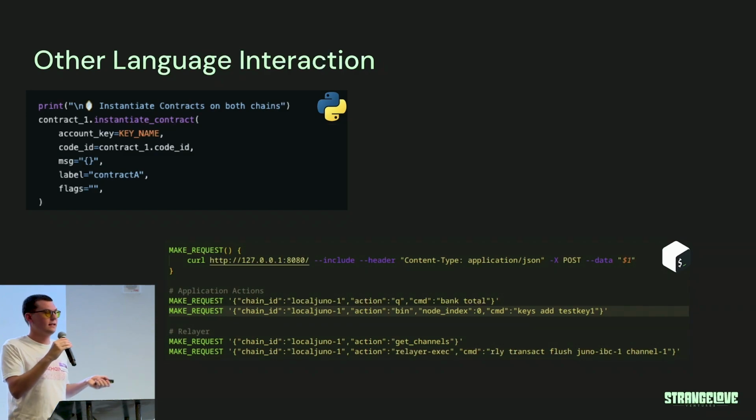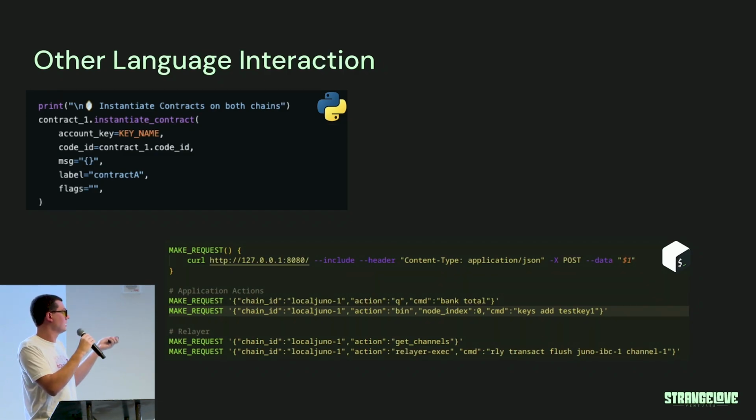Other languages look the exact same. Here's a Python example. We use a contract, we instantiate that contract with our data, and it just works. And then if you wanted to do it in Bash, you can still do that, and here's some of the behind the scenes of how this looks with running a binary command. You specify the node index, what I want to run on that via the standard binary. And then with relayers, you're able to also do that via the relayer exec, and you can just run that for either Hermes or relayer.